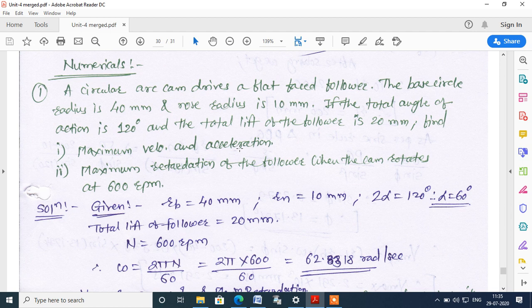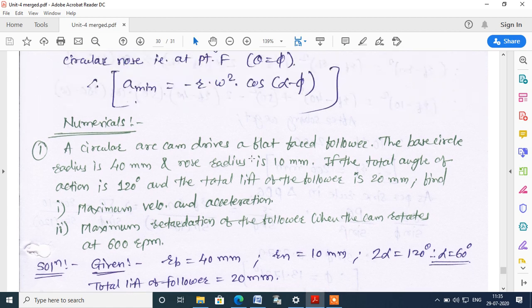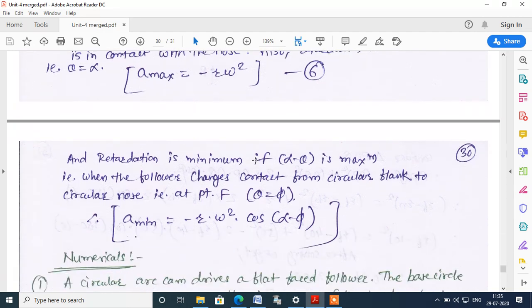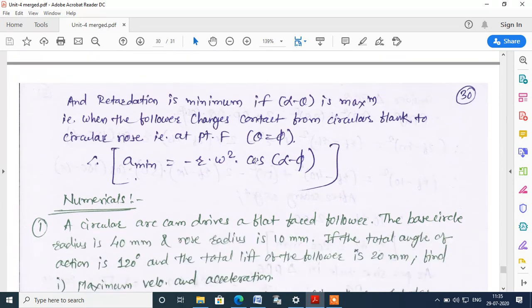This is Unit number 4, Cam and Follower. We are discussing from the last few classes of Theory of Machines 2. We have seen two cases of the flat face follower having contact with the circular flank and nose, and we have seen displacement, velocity, and acceleration for both the cases. So this you have to remember. This formula you have to write down somewhere in the notebook, and this you have to remember.